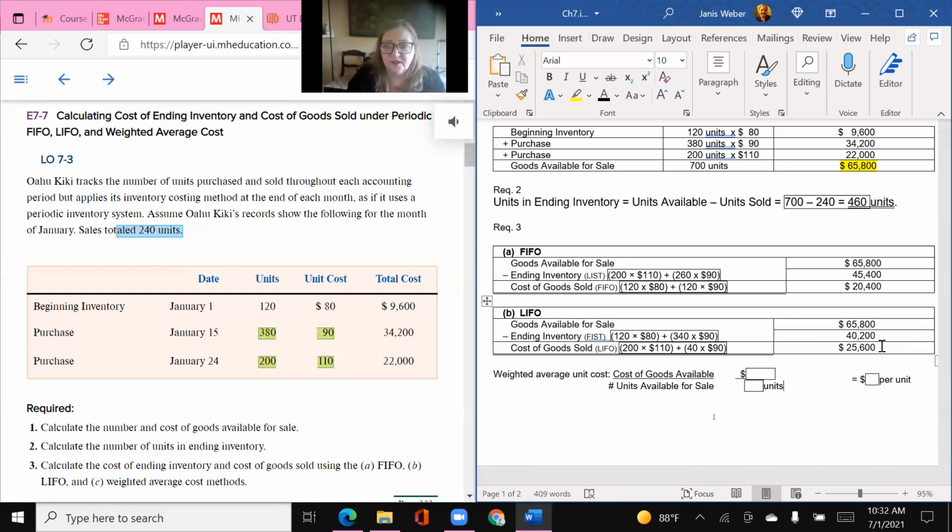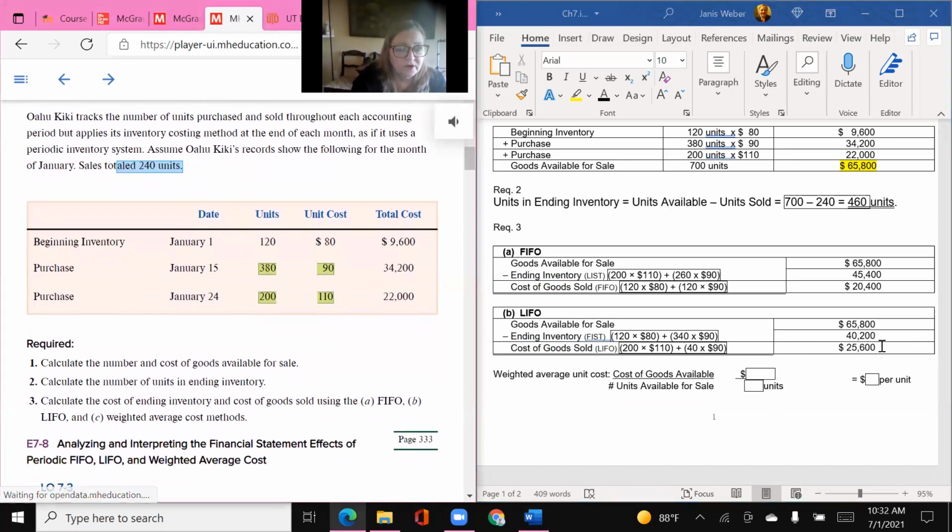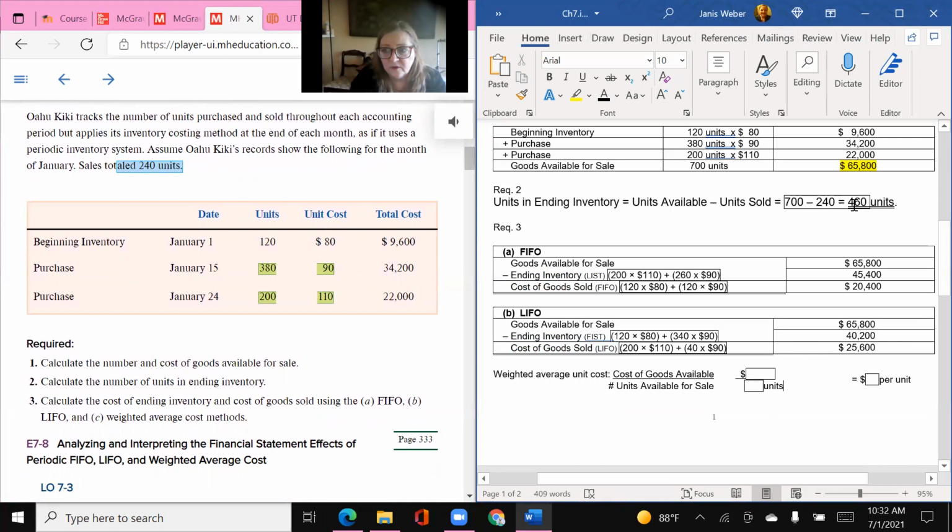So that is the FIFO and LIFO for this problem. We're required to calculate the goods available for sale, the number of ending inventory. We did that. Oh yeah, I see. I was quoting two different things. That works.